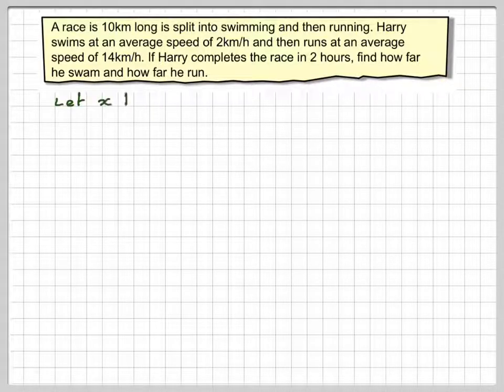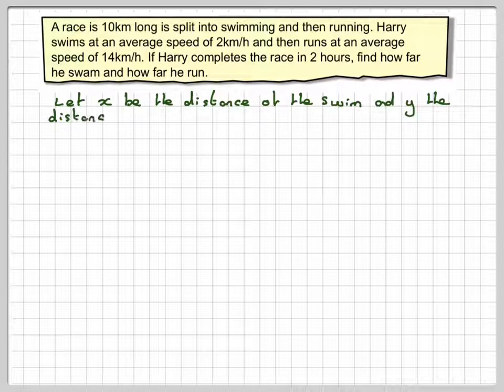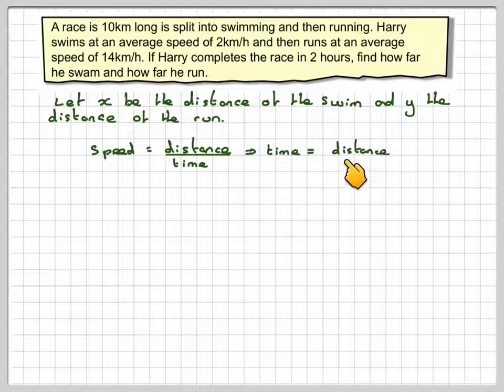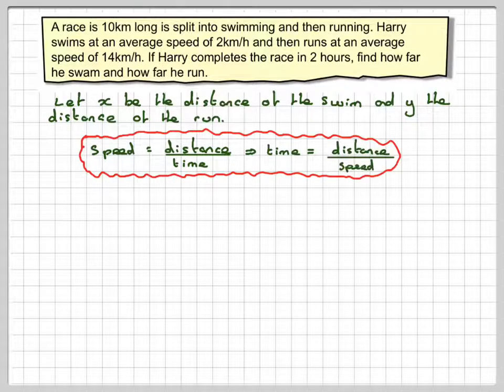So if we let x be the distance of the swim and y the distance of the run, then we know that speed is distance divided by time. But if we rearrange that for time, because we want to find distance and we've got speed, then the time will be distance divided by speed.